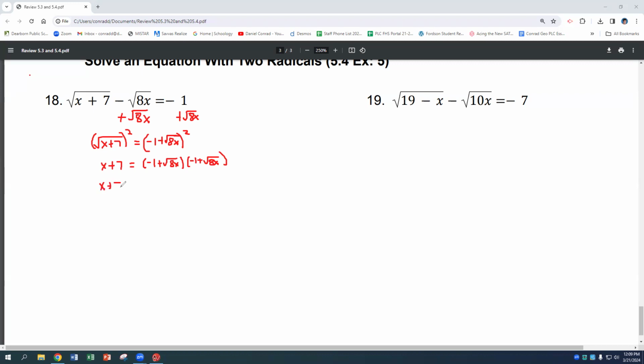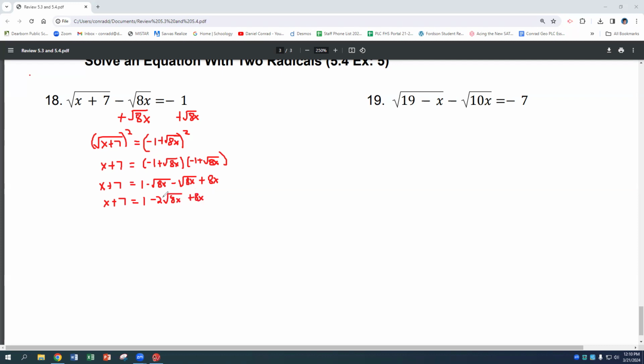Okay, so x plus 7. So over here, I'm going to FOIL. So first, -1 times -1 is 1. And then I get minus square root of 8x. Inner, minus square root 8x. And then outer, square root of 8x times square root of 8x is plus 8x. I can combine the middle two terms together. So it's going to be 1 minus 2 square root of 8x plus 8x.